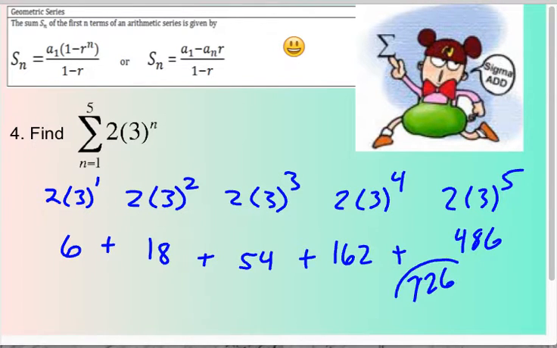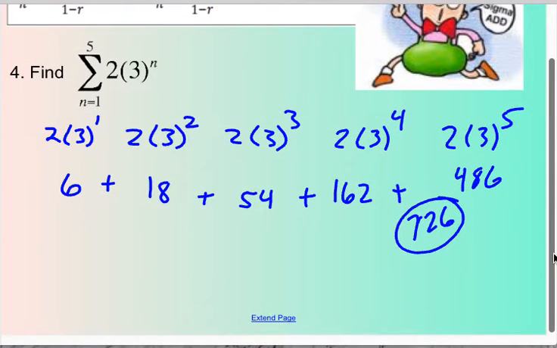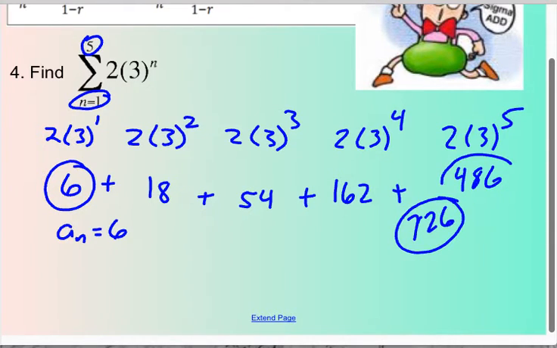If you wanted to, you could just plug in 1 to begin with and generate your first term. A sub n equals 6. Plug in 5, your last term, and generate, oh no, I'm sorry. 6 is a sub 1, my first term. Sorry about that. A sub n is my last term. And that's when we plug in the 5, we get 486.